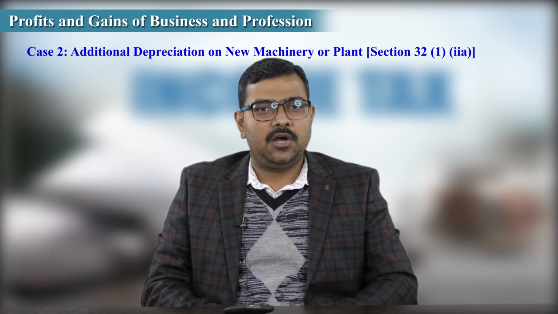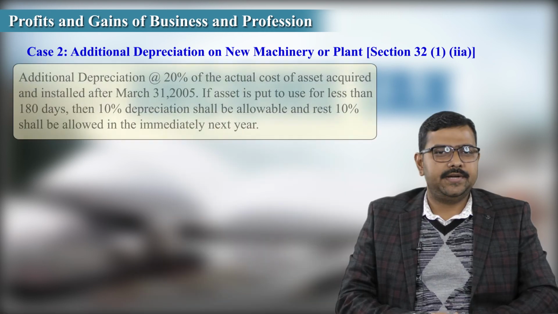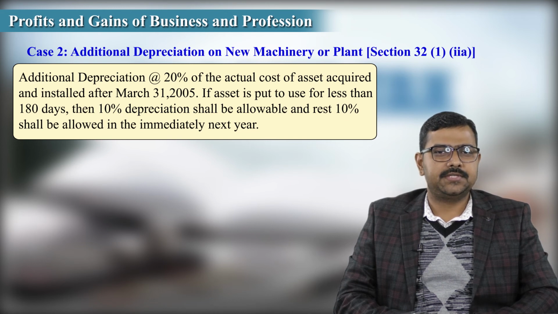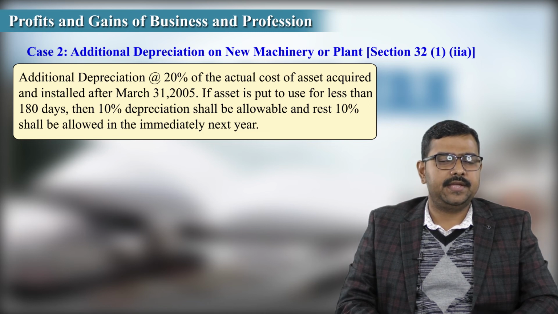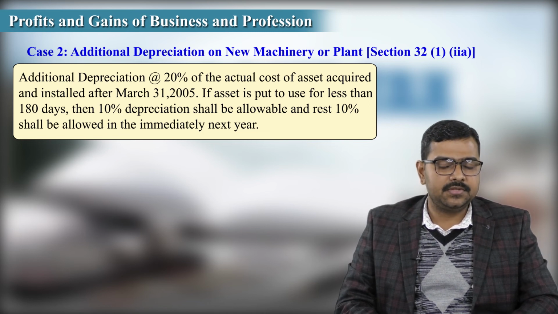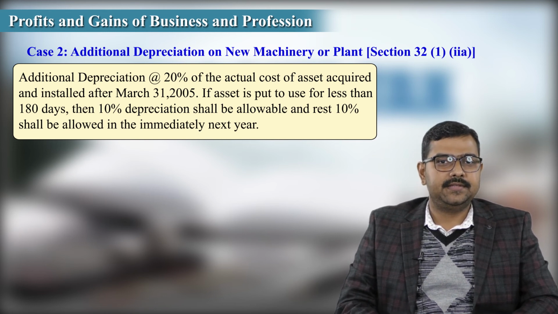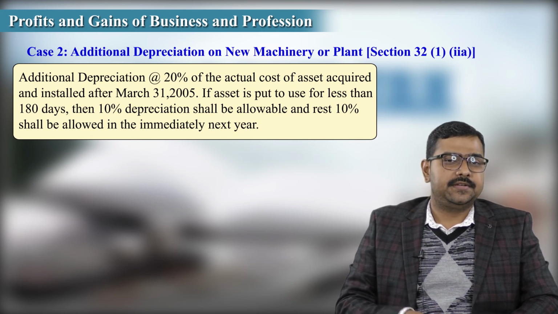Now we shall discuss how much additional depreciation is available. Additional depreciation will be 20%, that is, at the rate of 20% of the actual cost of the asset acquired and installed after 31st March 2005. If the asset is put to use for less than 180 days, then 10% depreciation shall be allowable and the rest 10% shall be in the immediate next year. So the additional rate of depreciation is 20%. If the asset is put to use for less than 180 days, then 10% depreciation shall be available in the current previous year and the rest 10% shall be available in the subsequent or immediate next year.